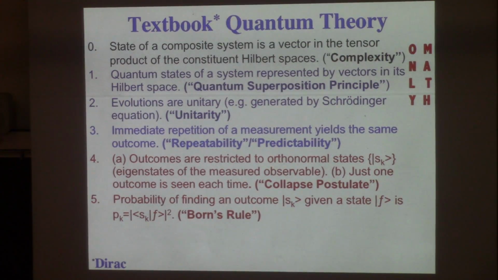Now, 0 through 2 are only math. There's no connection with physics. We just shuffle symbols. Connection starts here, and 3 is okay. At least I don't see any problem with it. It's very hard to implement. Non-demolition measurements are exceedingly difficult to carry out, but conceptually it's useful and it's there.